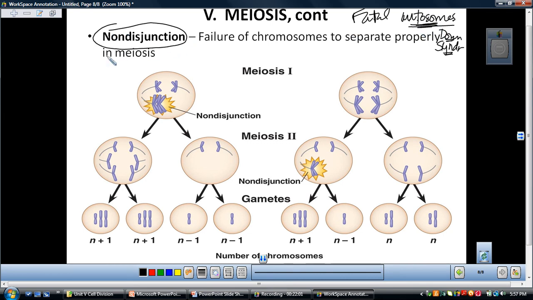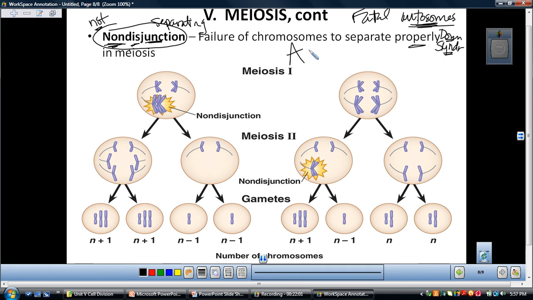The error is called, look at the word, non, that means not, disjunction. Okay, a disjunction means not joining together, it means separating. So non-disjunction means failure to separate properly. So go now look at this picture, and it's pretty easy to see, when could a non-disjunction occur? When do they not separate properly?